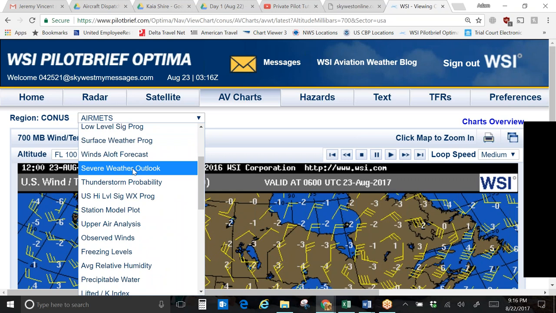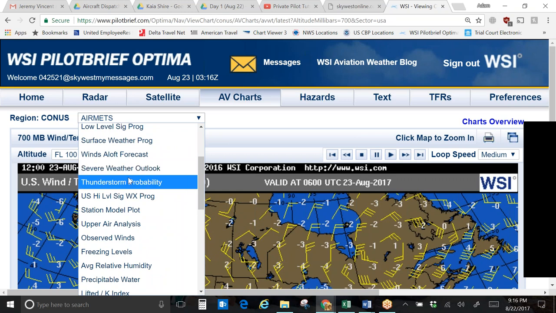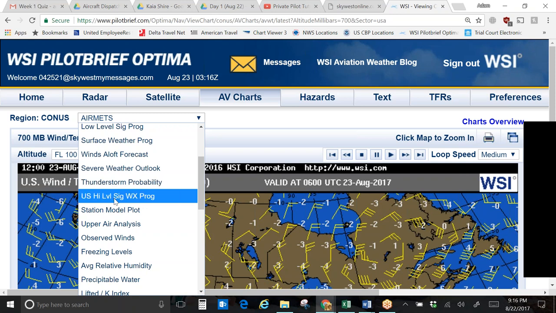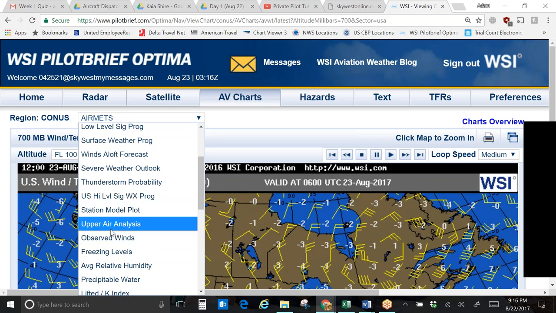Severe weather outlook. I'm not even going to show you that, because the severe weather outlook and thunderstorm probability are really trumped by that TCF chart that we already looked at. Next is the high level significant weather prognostic chart. Those show 12 hours, 24 hours, but high level, so like 18,000 feet and above, basically. Same thing. We don't use them for much.